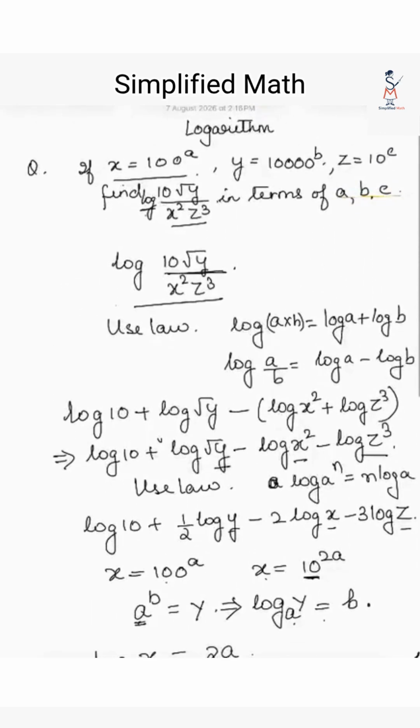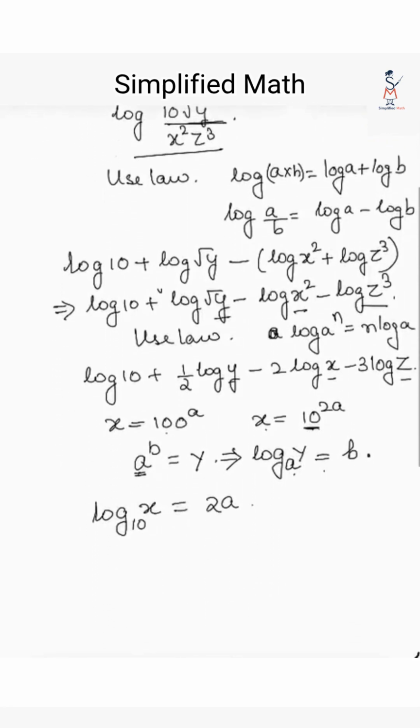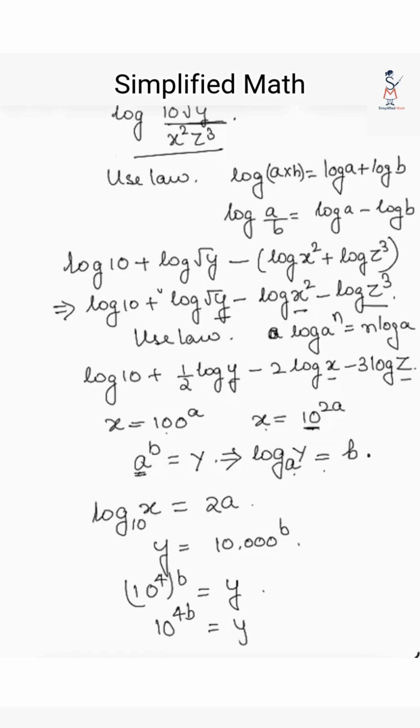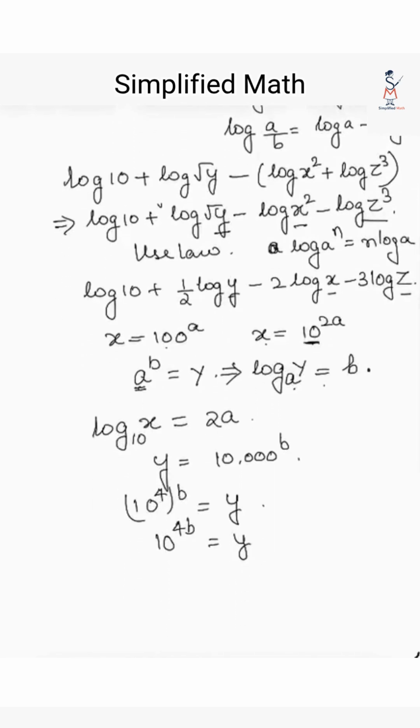Now we have y is equal to 10,000 raised to the power b. So this can be written as 10 raised to the power 4b is equal to y. Fine. So now again we will change it into log. That will become log y to the base 10 is equal to 4b. This gets interchanged and log comes here.